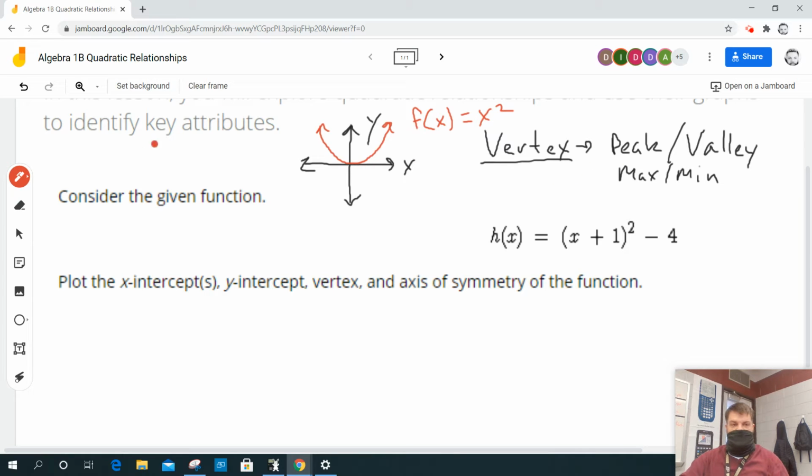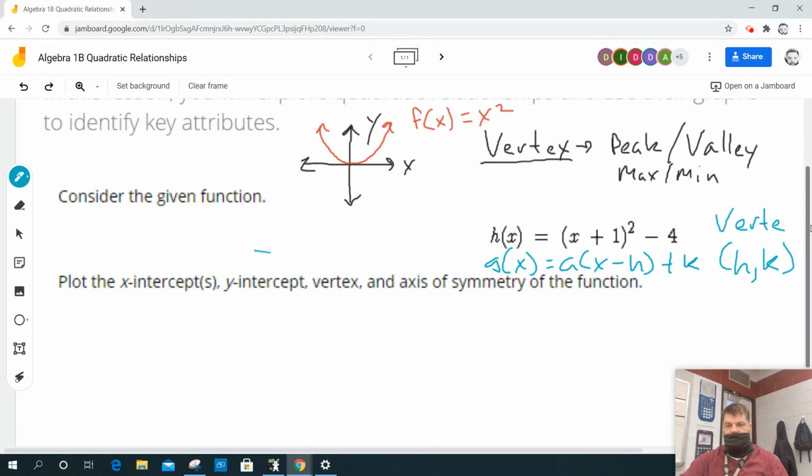Now, the vertex form looks like this. We could say g of x is equal to a times the quantity x minus h plus k, where h and k are the vertex. So I know just by looking at this equation what the vertex is.